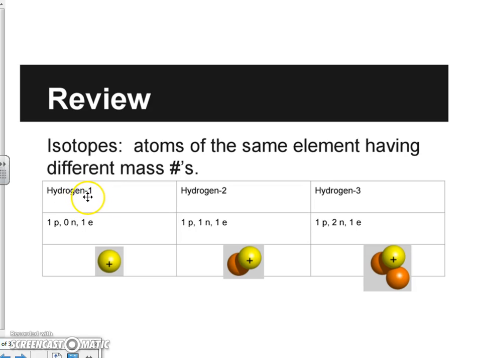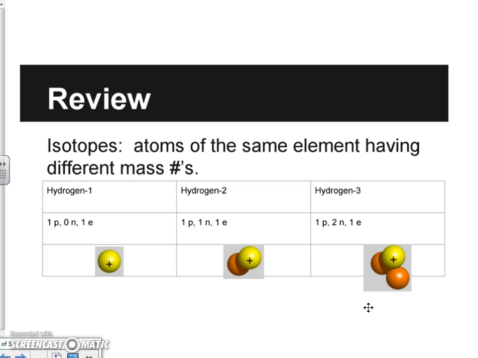After the hyphen here, so this is what we call hyphen notation, that's your mass number. Mass number is equal to protons plus neutrons. So in this case, 1 plus 0 gets me 1. Here, 1 plus 1 gets me 2. 1 plus 2 gets me 3. So this is hyphen notation. That's mass number here at the end: protons plus neutrons. Pictures down here at the bottom.